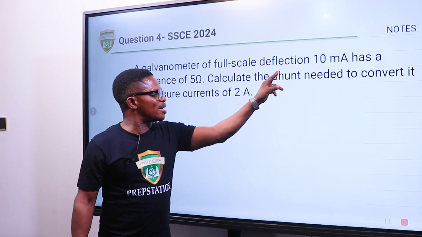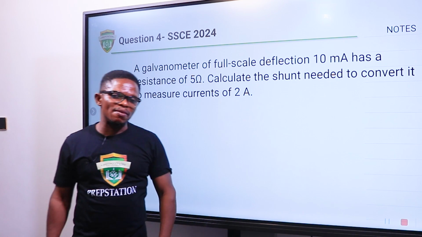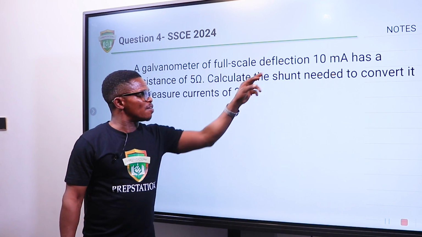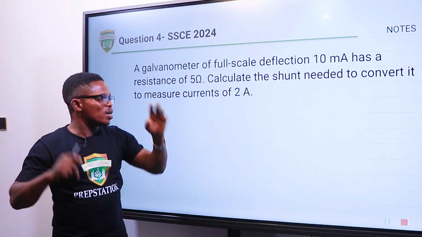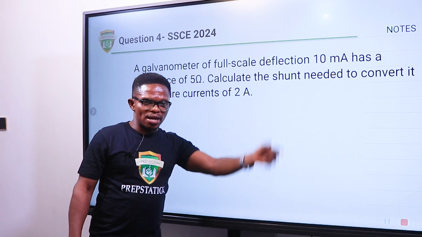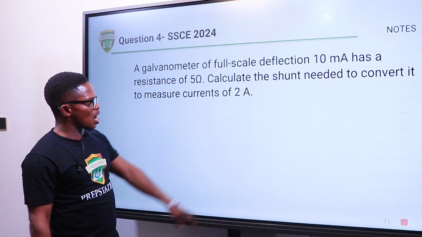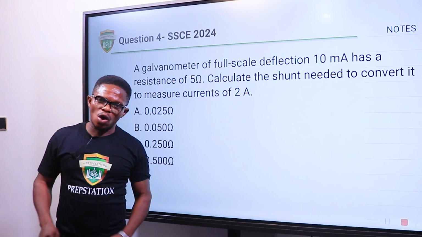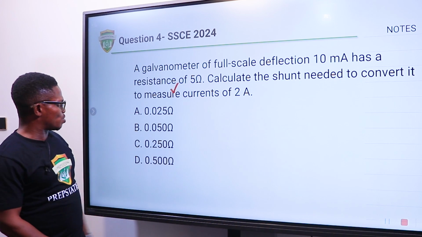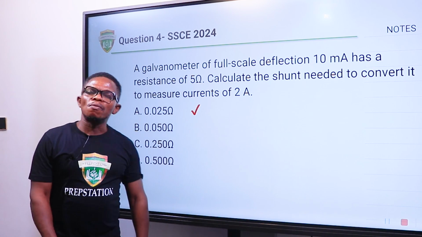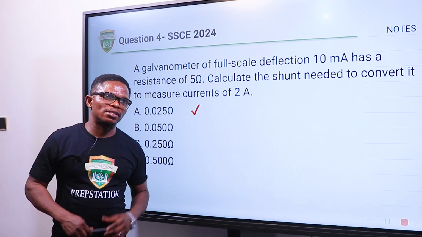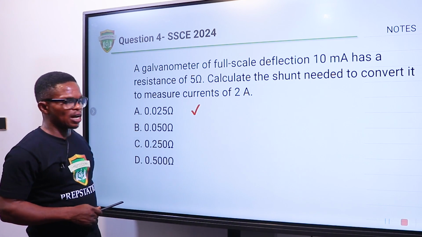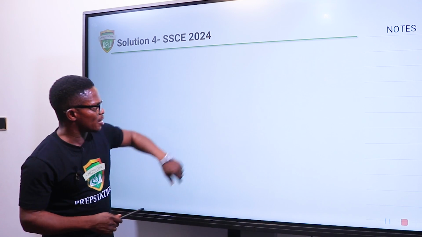Calculate the shunt. So with this, seeing shunt here simply means this is an ammeter that is being converted to galvanometer. If it is multiplier, then I'll quickly know that is a voltmeter converted to a galvanometer. So how do we play around this? Let's see the options. These are the options, and the answer to this is 0.025 ohms. So let me quickly take us to the next page. Let's find out how we arrived at this answer.